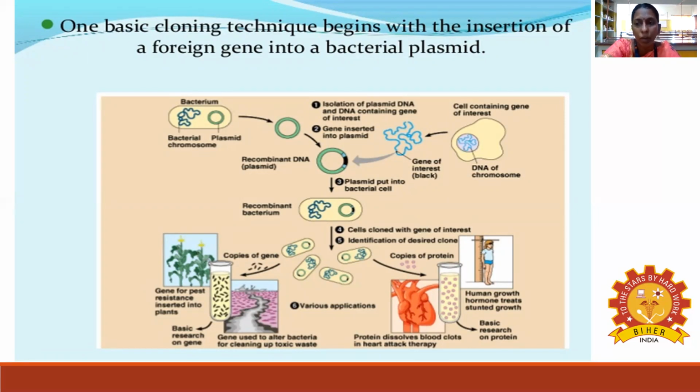Both of them are mixed together with the help of molecular scissors. What are molecular scissors? Molecular scissors are restriction enzymes. There are 4 types of restriction enzymes, and only type 2 restriction enzymes are involved in gene cloning. So you have to cut and then join, the insertion of the foreign DNA into the plasmid. So the plasmid is put into the bacterial cell. That is called a recombinant plasmid, or recombinant bacterium.